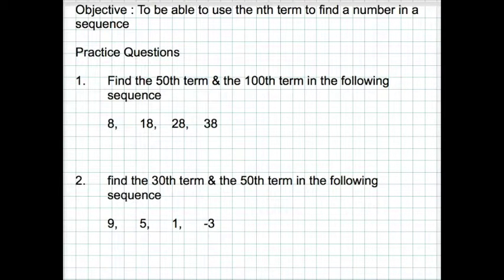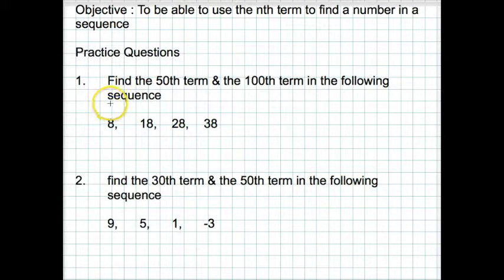Hi, welcome back. Let's go through these two answers then. Question 1 then. We've got to find the 50th term and the 100th term in the following sequence. Now this is what's known as a position to term rule. We're not looking at basically doing add 10, add 10, add 10 and keeping on adding 10 until you get to the 50th one or the 100th one. I have seen that done. We're not going to do that. What we need to do is use our nth term.